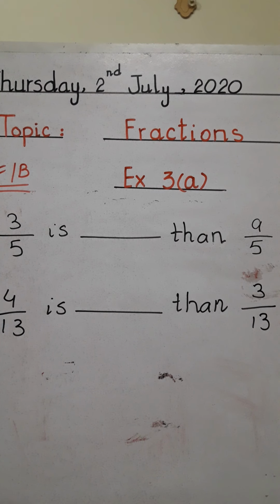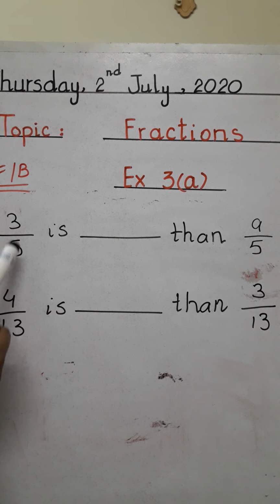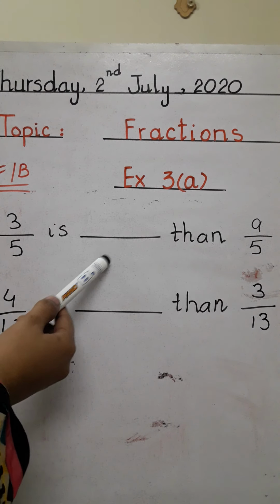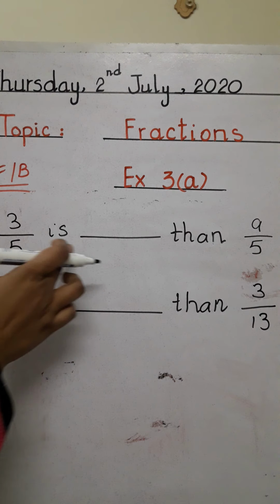Okay, move to the next question. Part number 4 of question number 1, filling the blanks. 3 by 5 is dash then 9 by 5, means 3 by 5 is greater or lesser than 9 by 5. We have to put a symbol here, greater or lesser. So this is actually the proper fraction. This is actually how we understand.